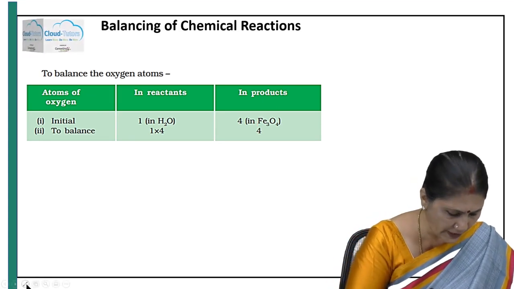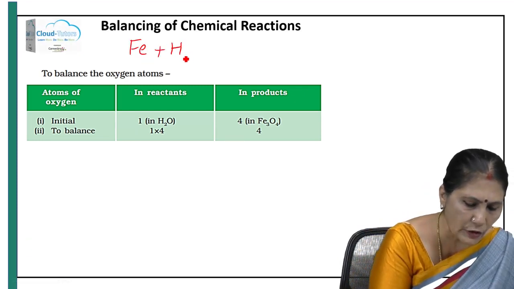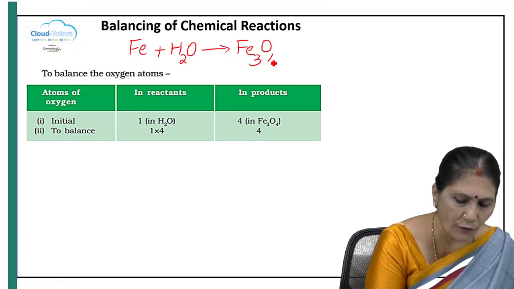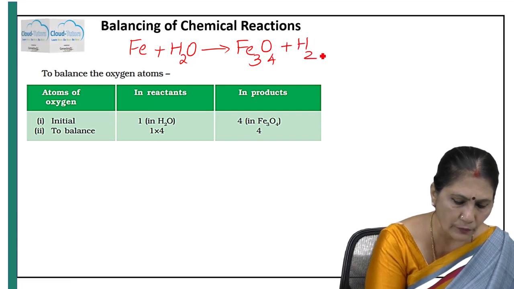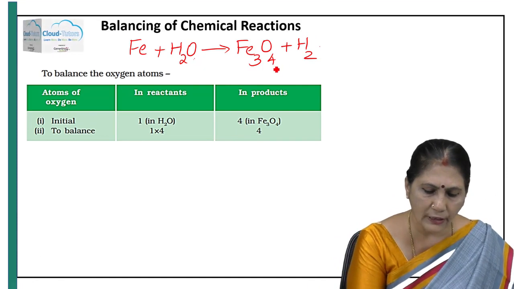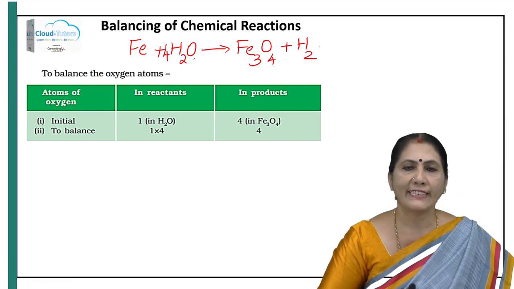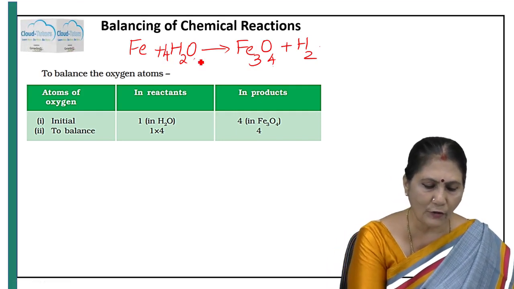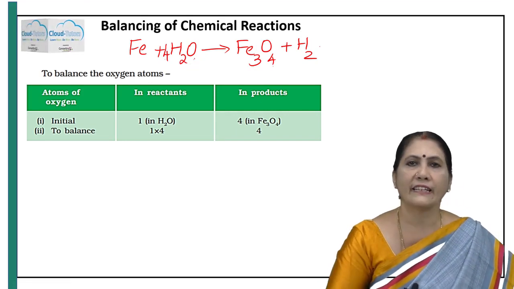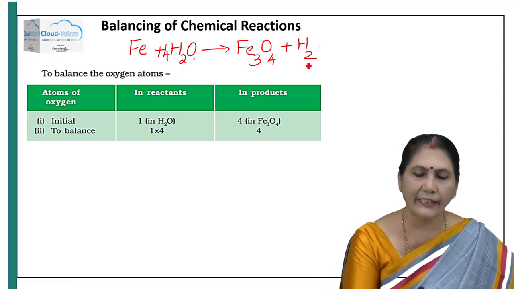Let me write the equation. Fe plus H2O gives Fe3O4 plus H2. Here it is 1, but here it is 4. So can I put the number 4 here? Because I want to equalize oxygen. 4 into 1 becomes 4. Here it is 4. Now hydrogen exists in combined form with oxygen. So now 4 into 2 has become 8 for hydrogen. But here it is only 2.